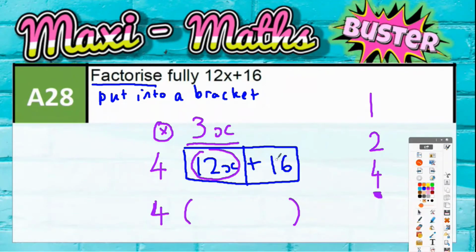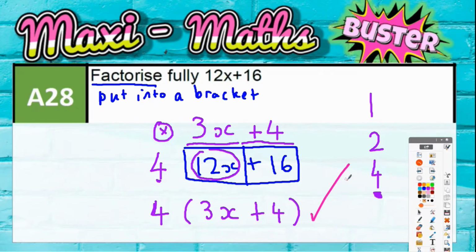And then how do we make 16? Then we've already got a 4. So 4 times by 4 again makes 16. And because it's positive 16, it's going to be positive 4. So, and there's our answer. So whatever goes in front of the grid goes in front of the bracket, and whatever goes on top of the grid goes inside the bracket. And that's how you do factorising. That is actually the final answer, so we're actually done with that question.